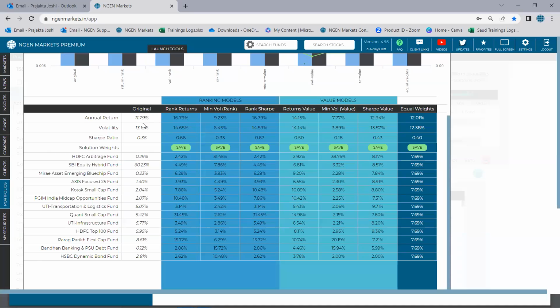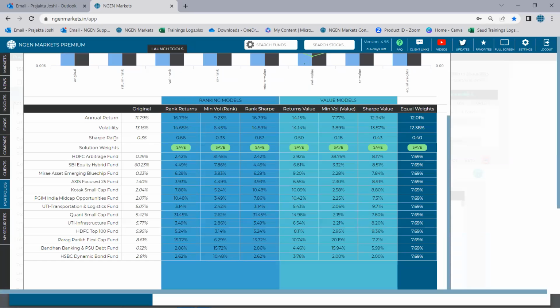This return was generated by taking in a risk of how much? That will be indicated by the volatility parameter right here. By volatility, we mean the standard deviation of the portfolio returns from its average returns. That typically means what is the risk that the portfolio has to take to generate this amount of returns. So the volatility is 13.15%. Return and volatility, or risk, are considered independently.